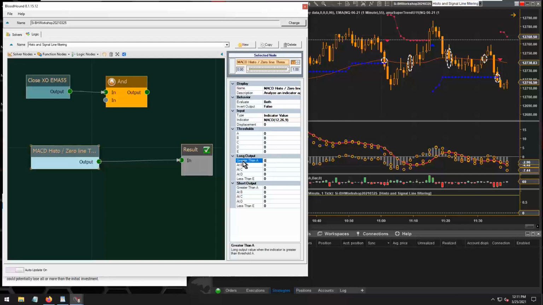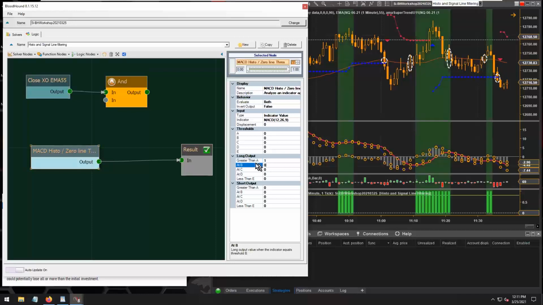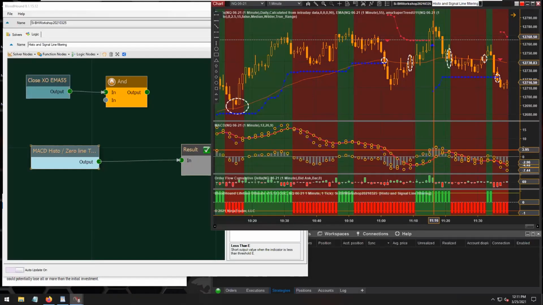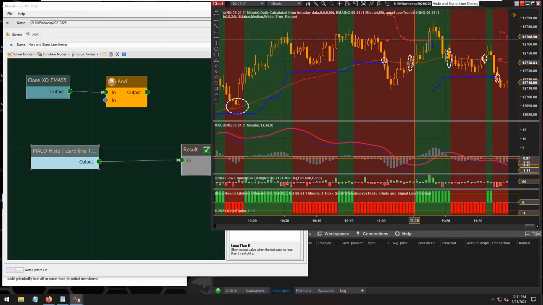And then for the output, we want to know if that histogram is greater than 0, greater than A. What is A? A equals 0. Or if that histogram is less than 0. So for the short outputs, less than E. And there we go. So we can see, whenever the MACD histogram is above 0, long output, below 0, short output. So that's one of the conditions.